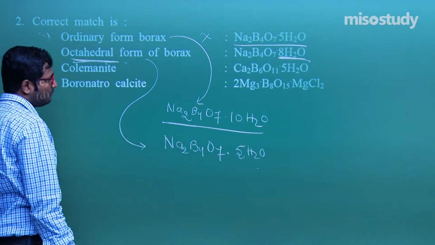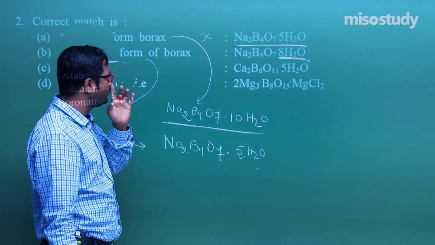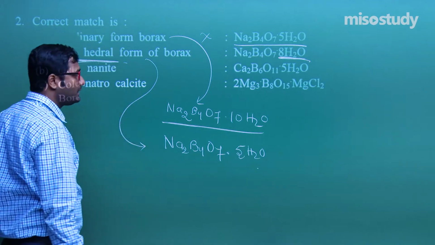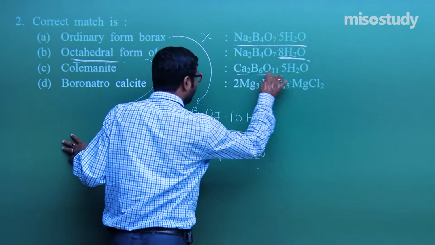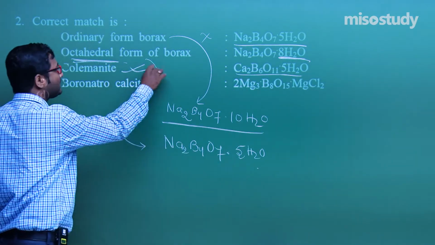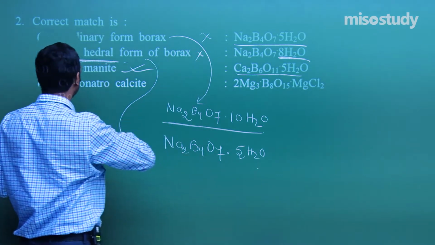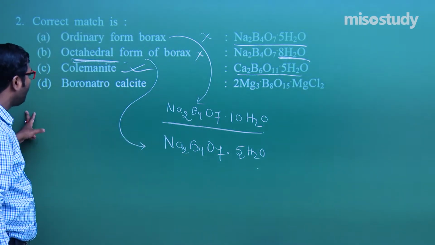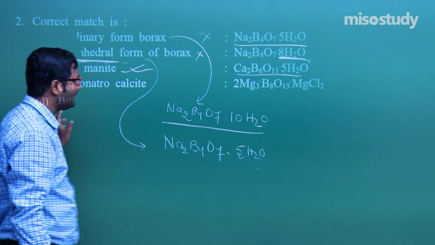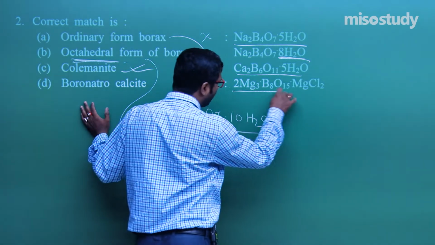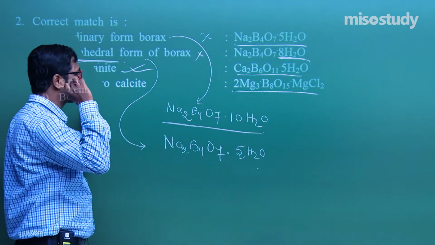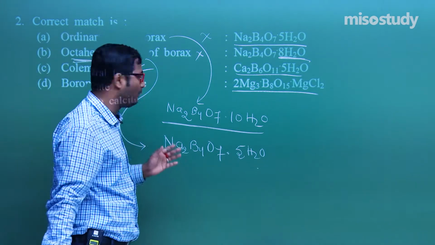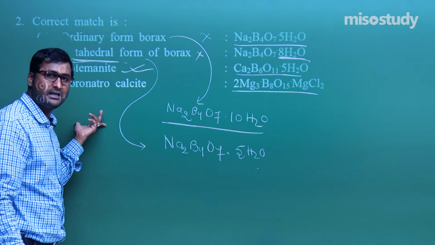Now, what is the colemanite? What is the formula of colemanite? That is Ca2B6O11 into 5H2O. This is the correct formula of colemanite. This one is wrong. Now check out the next one, boronatrocalcite. Is it the formula of boronatrocalcite? No sir, the formula of boronatrocalcite, do you remember this?